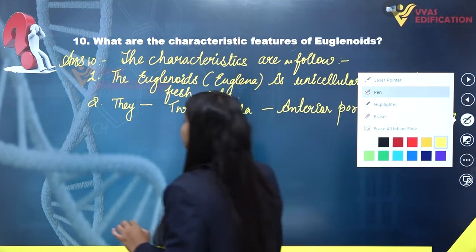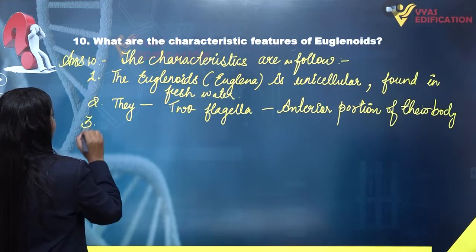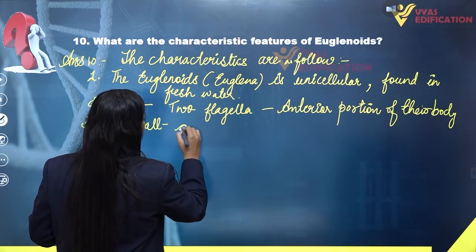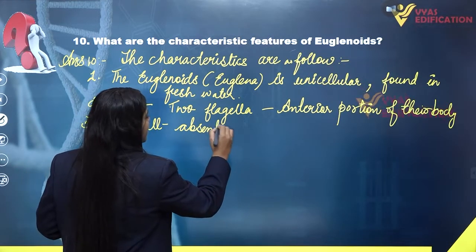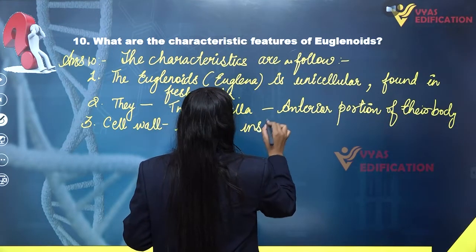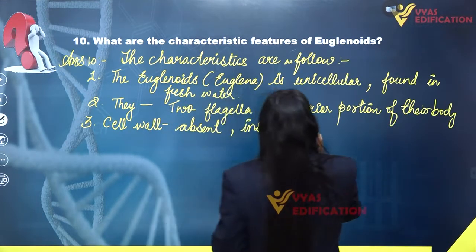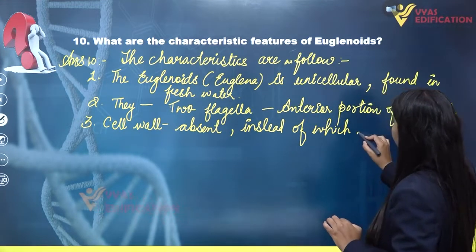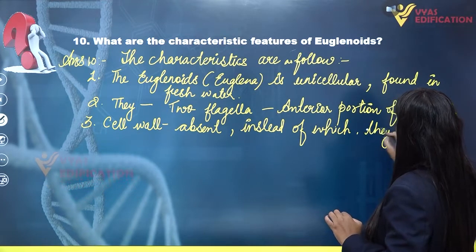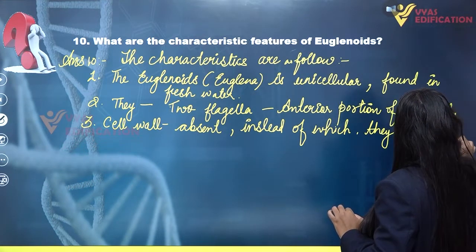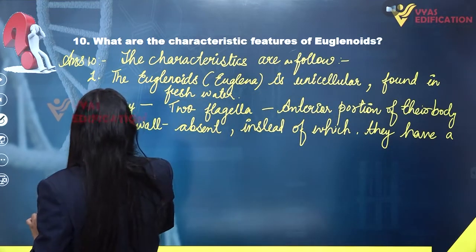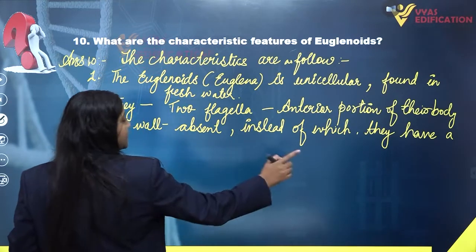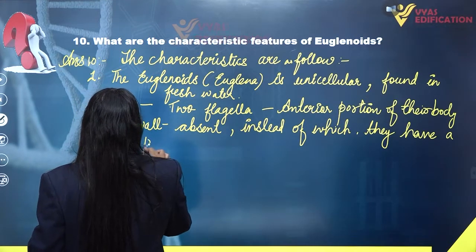Also, they do not have a cell wall. Cell wall is absent in them. Instead, they have a protein-rich layer, which is known as the cell membrane. That means their cell membrane is protein rich.